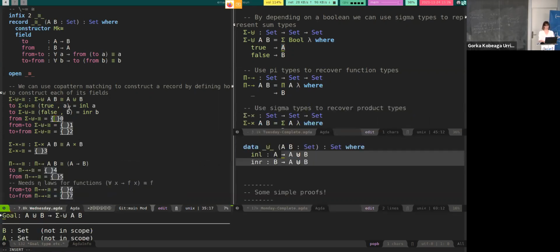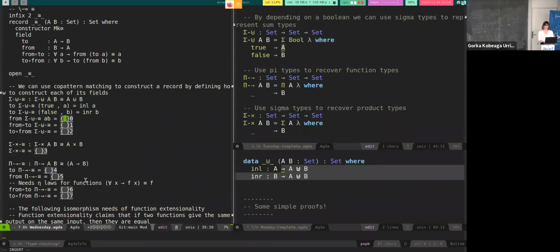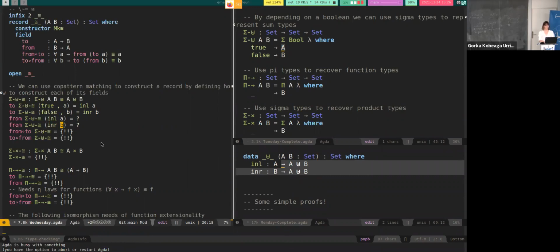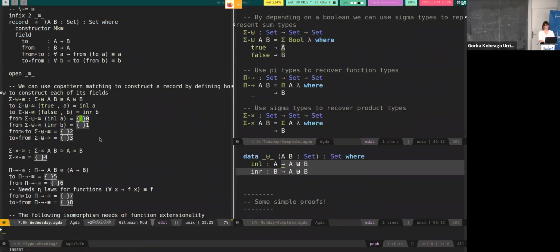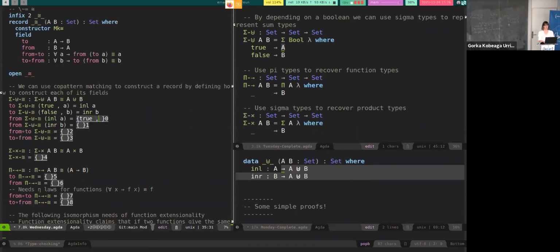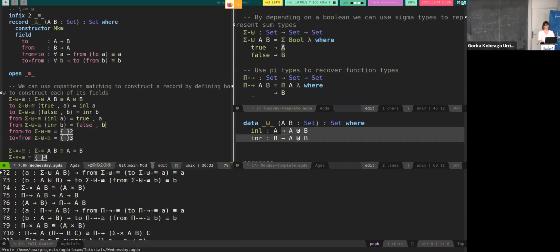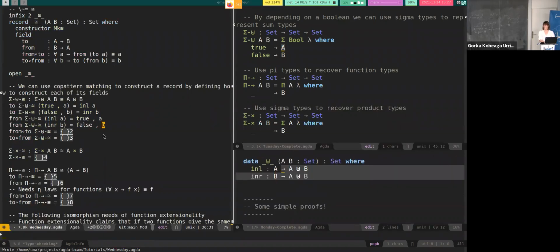So now to go in the other direction, we start with an A sum B, and we need to create this sigma type. So we do basically the same thing. We pattern match, and either it's inl of an A, or inr of a B. If it's inl of an A, we'll say true, A. And if it's inr of a B, we'll say false, B.